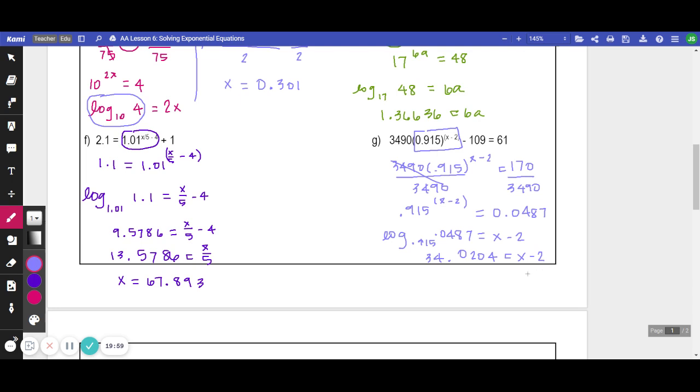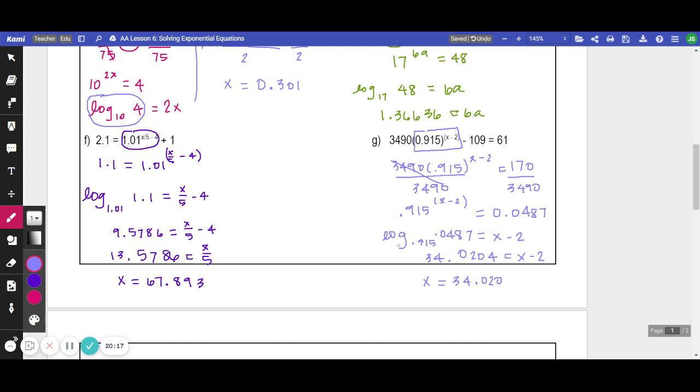And then step 3 is to finish solving the algebra. So we want to solve for x, we have to add 2 to both sides. So x equals 34.020 if I'm going to the nearest thousandth.